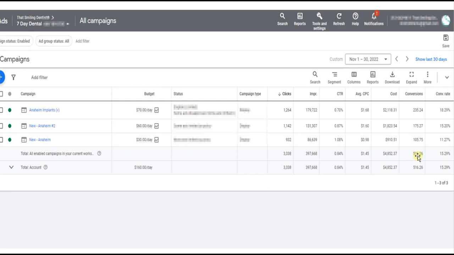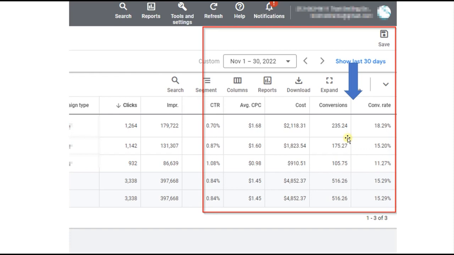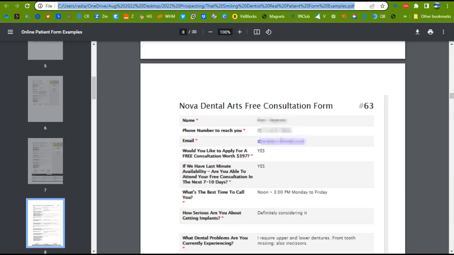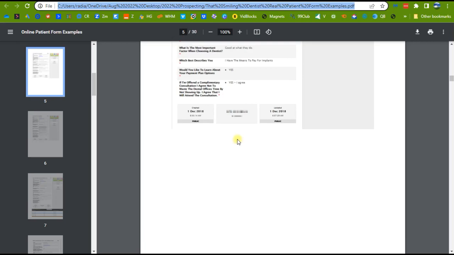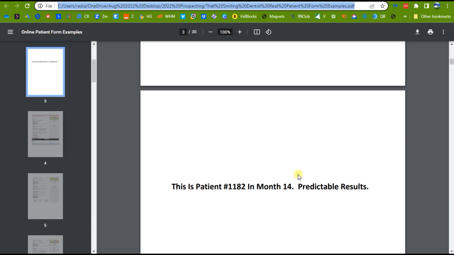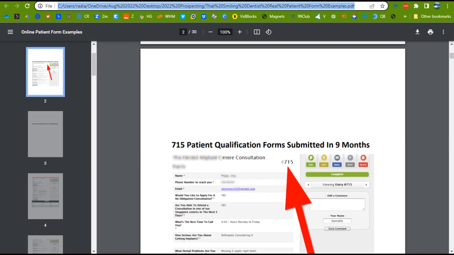So they get a ton of volume, but they also get a ton of calls directly in the practice, all right? And we're going to look at that very quickly. We're going to look at these forms that get submitted. As you can see, form number 418, form number 1,182, okay? Predictable results, right? 715 forms were submitted in 9 months. But the calls that come into the practice.